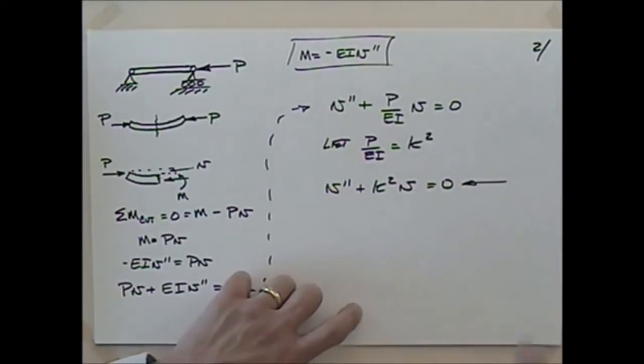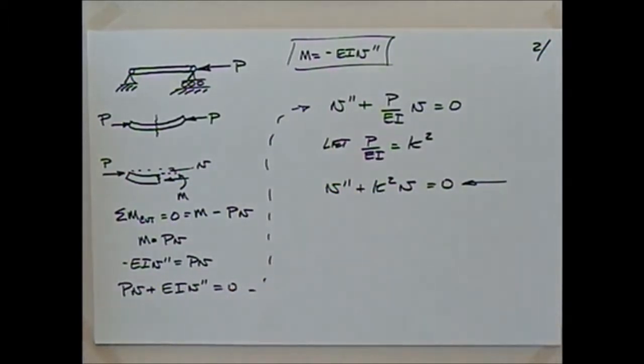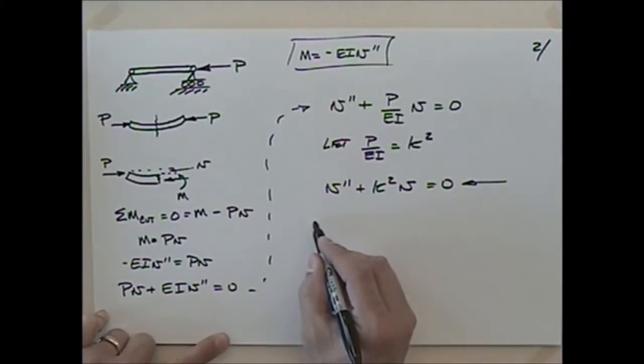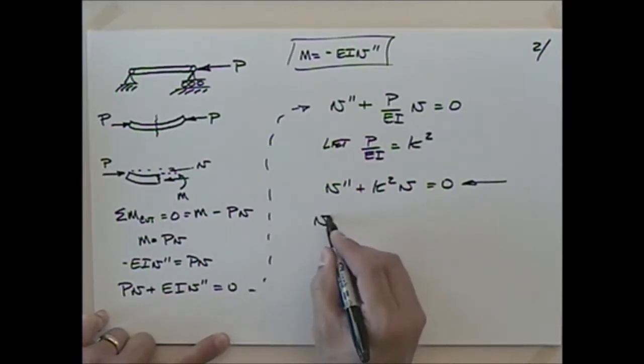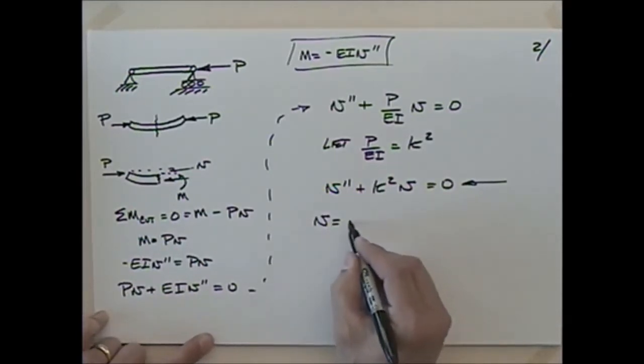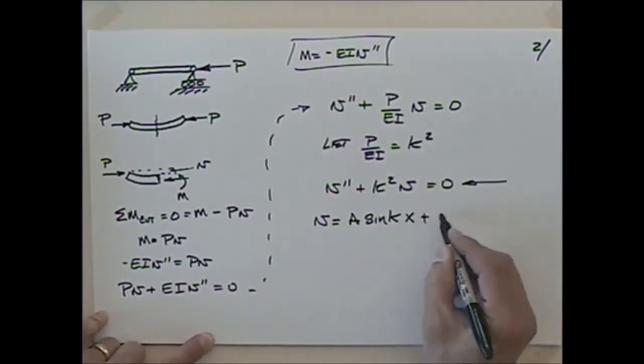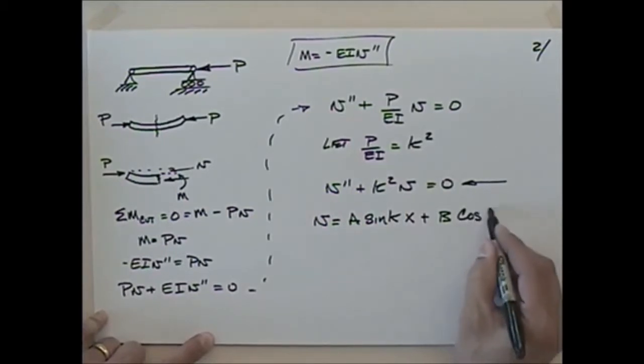A lot of you in Math 256 should probably have a name for that equation. Homogeneous, linear, differential equation. Yeah, it's a linear homogeneous differential equation, isn't it? Those take on a variety of solutions. This one probably has a solution here that V, the deflection, would be equal to A times the sine of Kx plus B times the cosine of Kx.